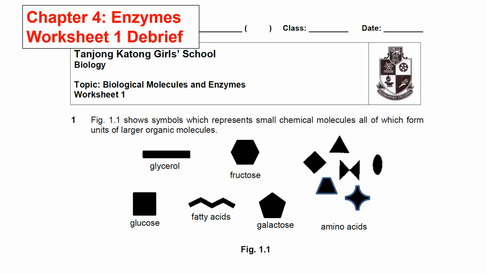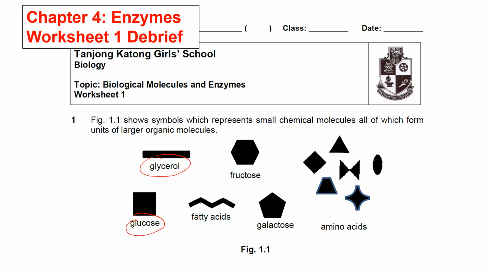Hi. So for this video, I will be going through worksheet 1 of enzymes, and let's begin. In this worksheet, the first question is actually linked to chapter 3, which is biological molecules. You are given all these shapes that show you the types of nutrients, like glycerol, glucose and all.